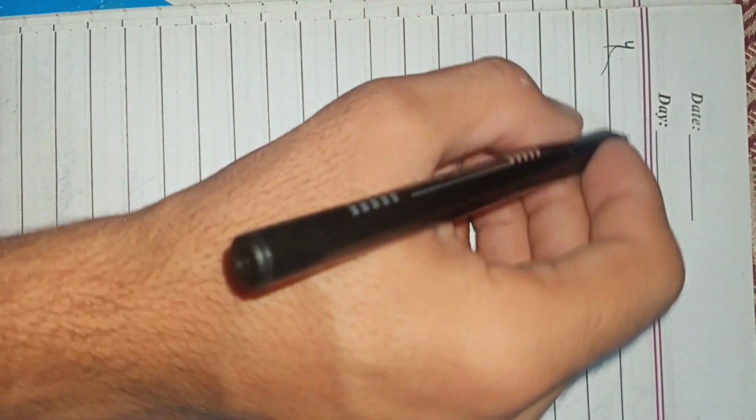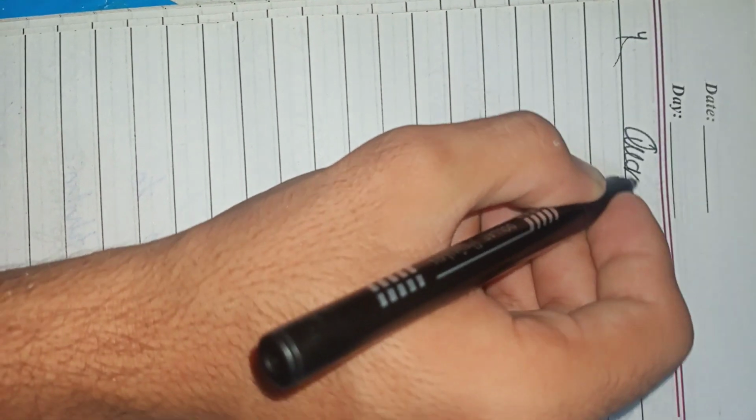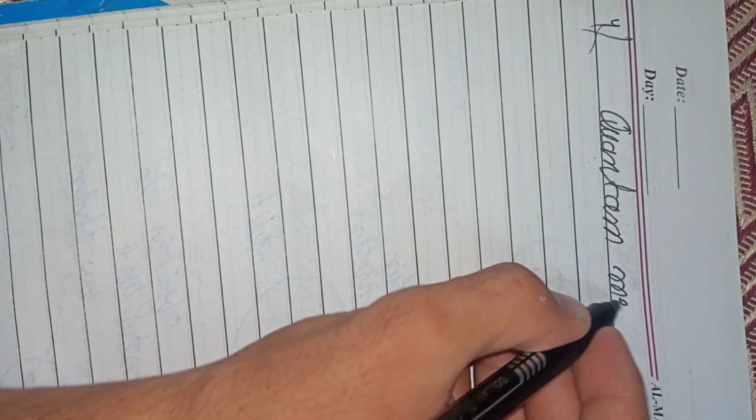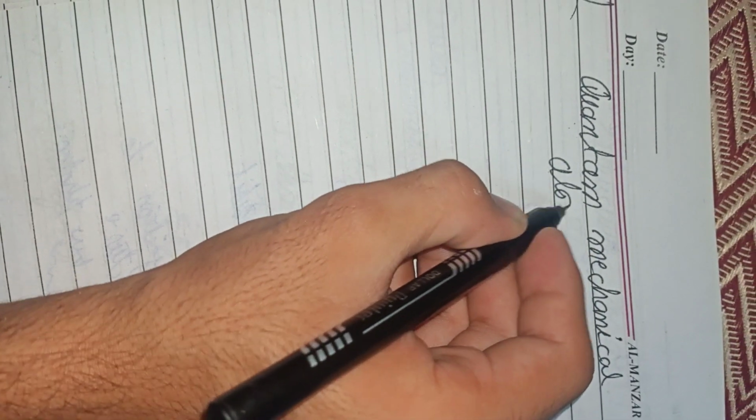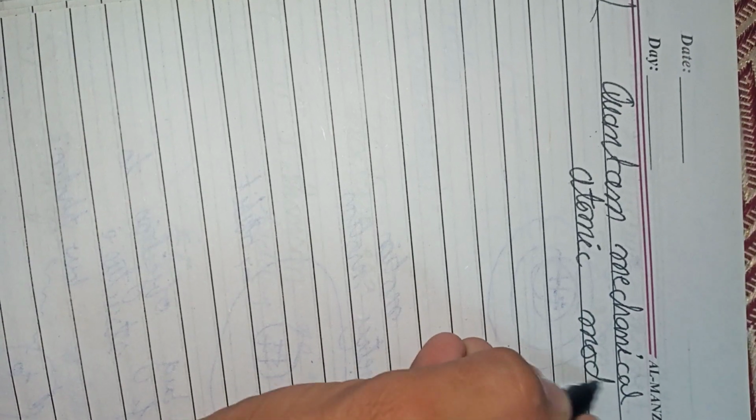Okay, so let's move on to the next. This is new, this is the modern one, you can say. Number 4 is the quantum mechanical atomic model. This is the modern view of the atom model.